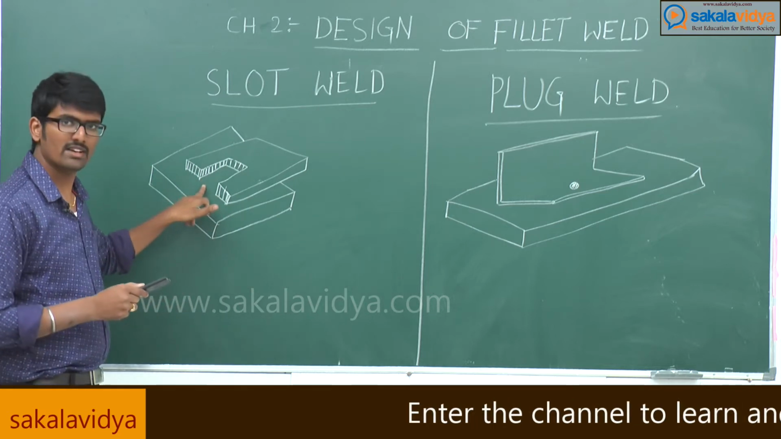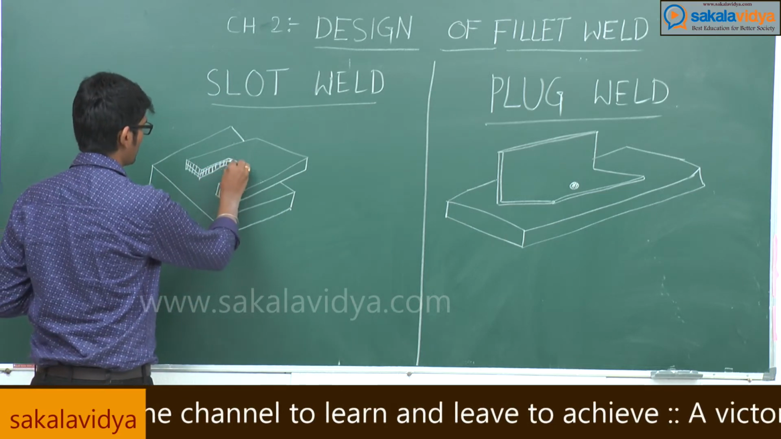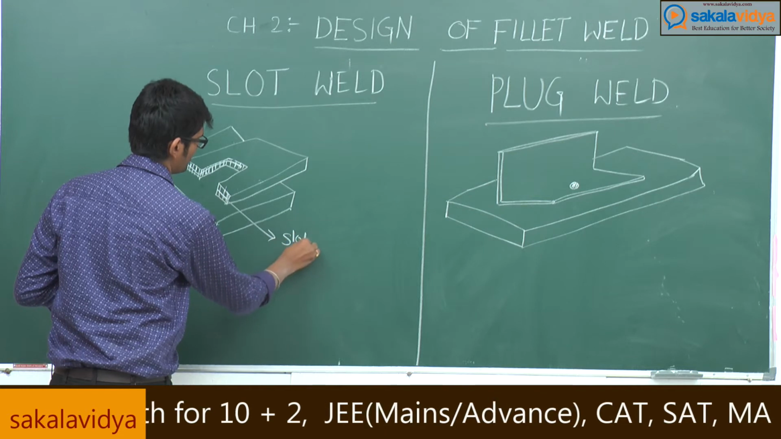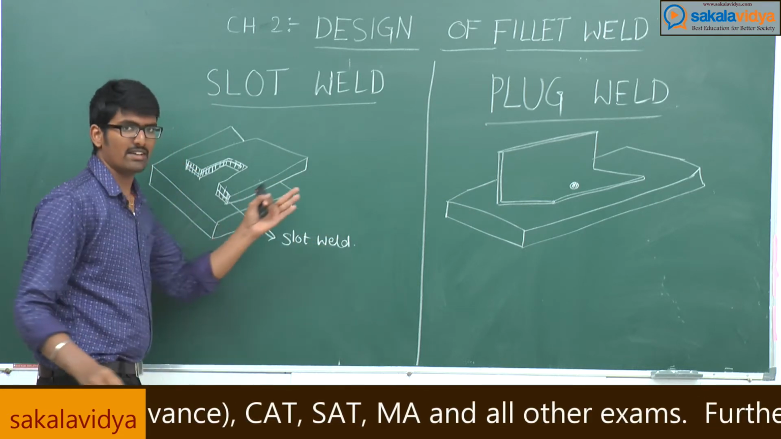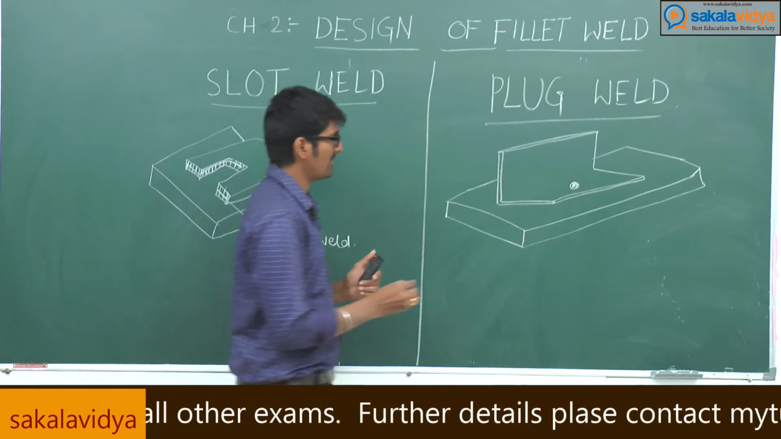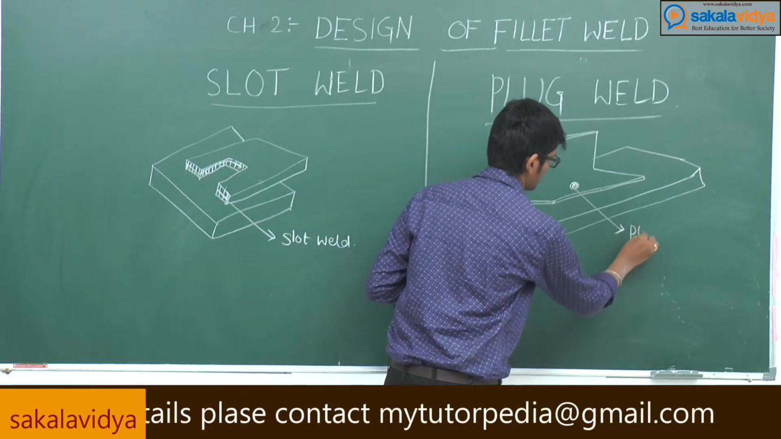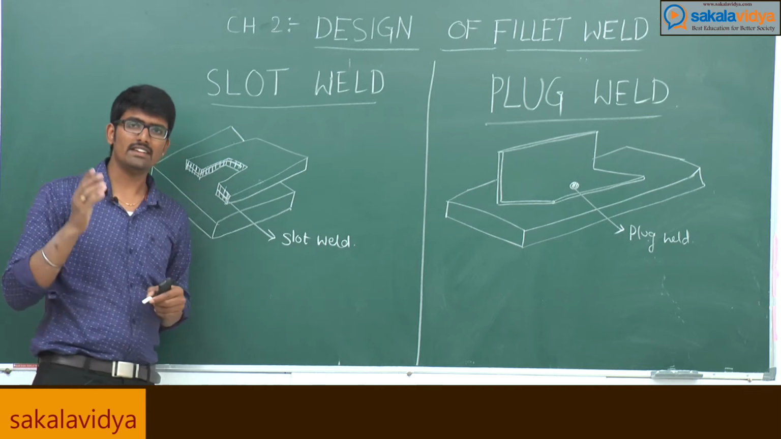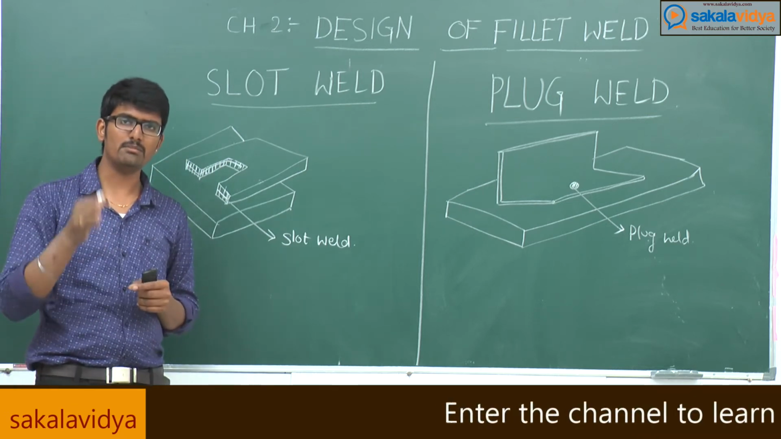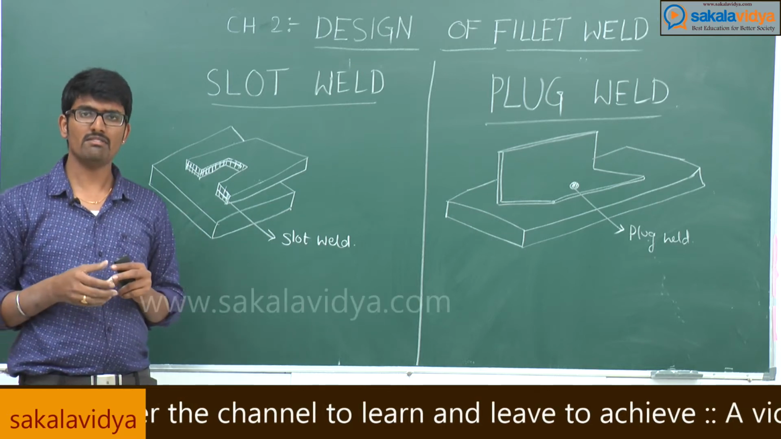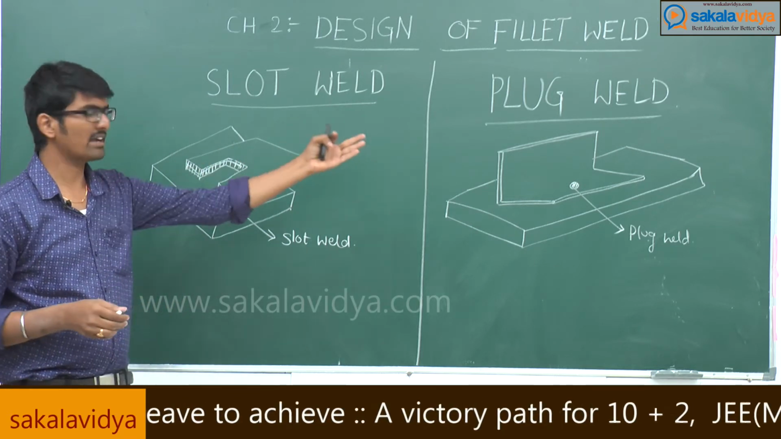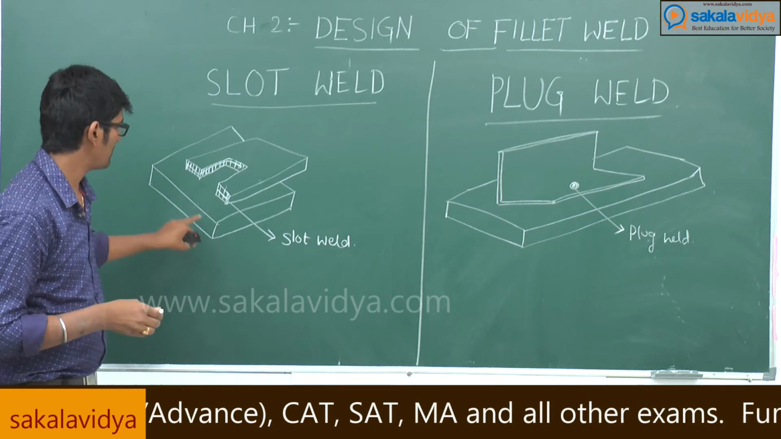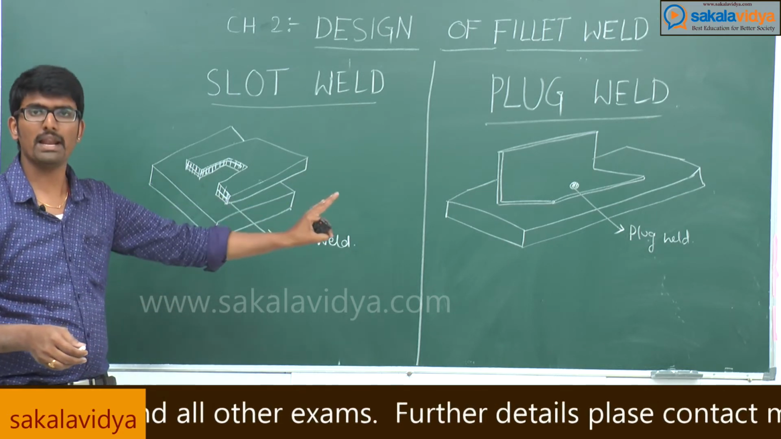This is called a slot weld, where the welding is done in the slot itself. At this portion, welding is done. This is an example of a slot weld. This is a diagram for a plug weld. See, the welding is done here, in a very minute place. Both slot and plug welds are employed where it is impossible to use rivets and bolts. That is the main advantage of welded connections. This is an example of slot welding, and this is an example of plug welding.